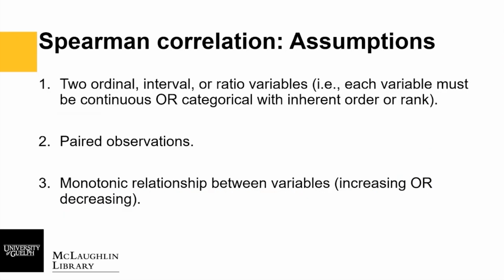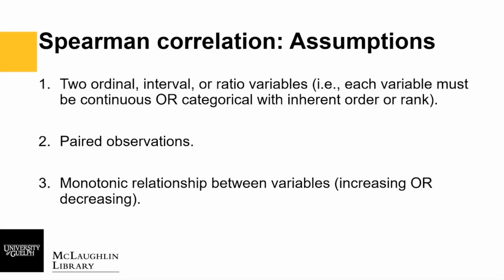What are our assumptions for the Spearman correlation? We have 3 of them. The first is you need 2 ordinal, interval, or ratio variables, i.e. you need ordinal data or continuous data. You can have some categories here, or you can use continuous data.